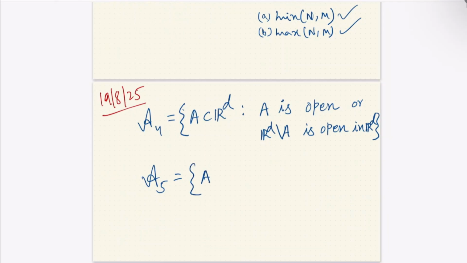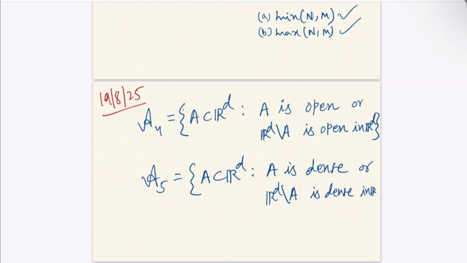This is quite interesting. A is a subset of R^d, A is dense, or R^d difference A is dense. Dense in R^d especially. We are not going out of R^d. A4, A5: open, dense, you have to apply the concepts. And for A4, A5, check whether they are sigma algebras or not. This is your exercise. Now, further, continue.